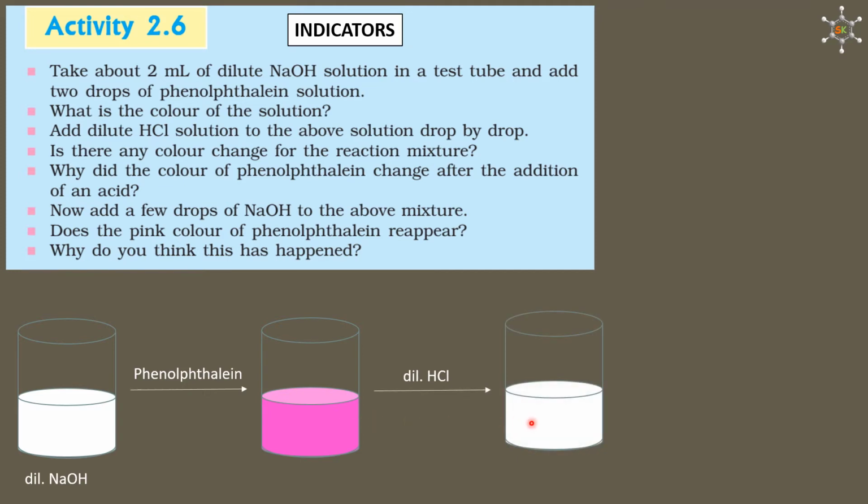At this point, we say all sodium hydroxide in the beaker reacted with HCl to form sodium chloride and water, meaning complete neutralization occurred. Now to this neutralized solution, if we add a few drops of sodium hydroxide, again the solution becomes basic, hence the color of the solution changes to pink again.